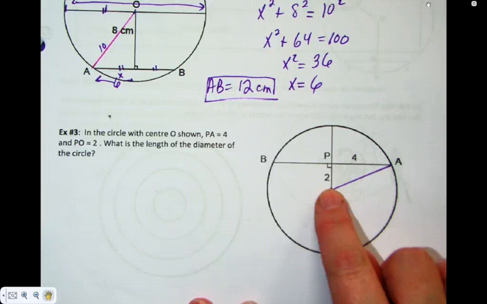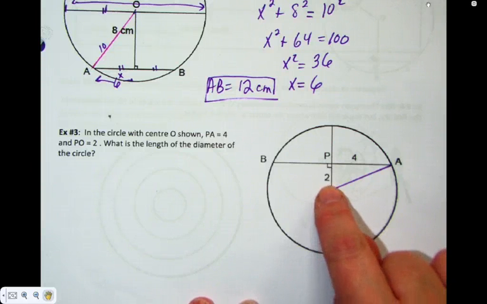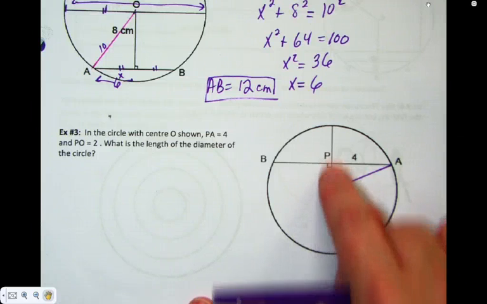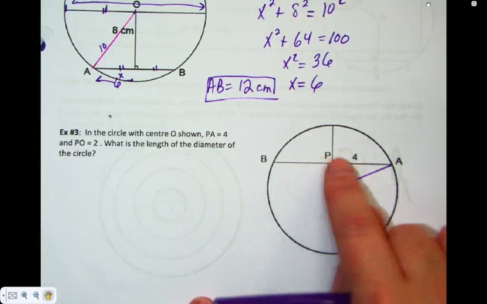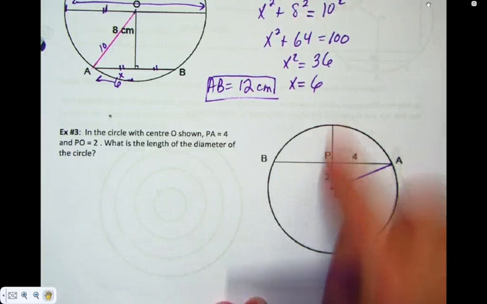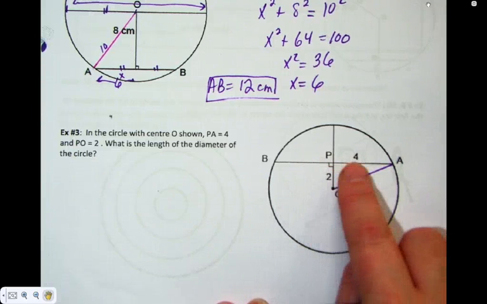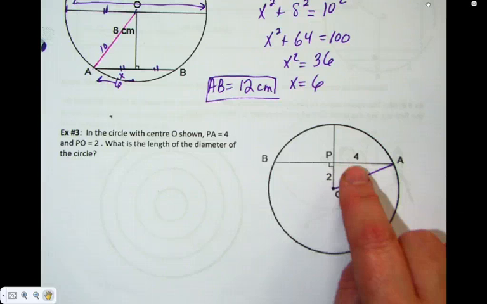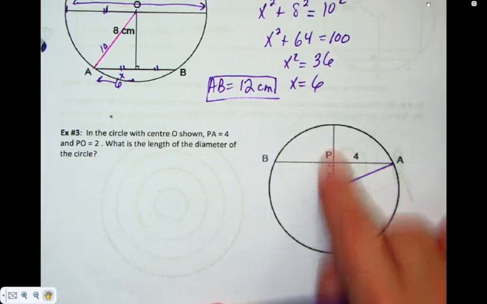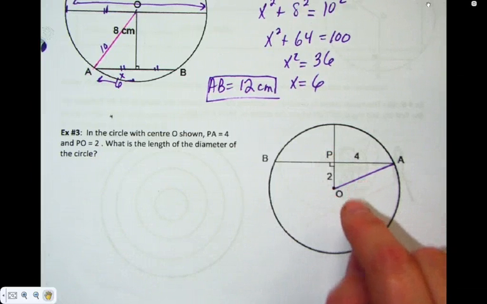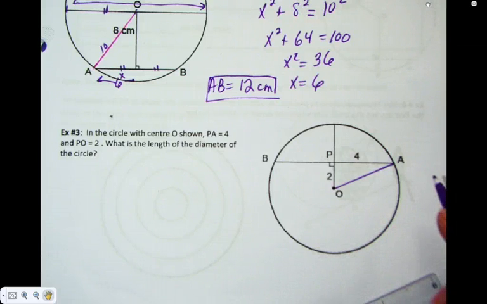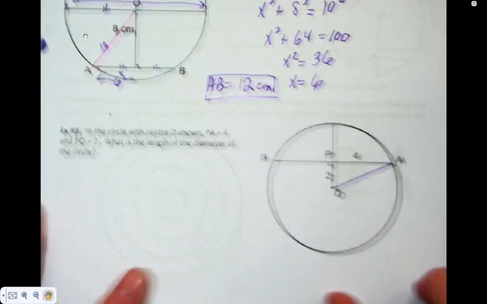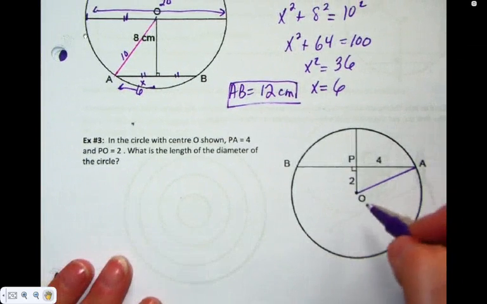Because the perpendicular radius. Look back at the property, the perpendicular radius bisects. The perpendicular radius bisects the chord. That's how you explain it. The perpendicular radius bisects the chord. Now what? You can label that B to P is also 4.